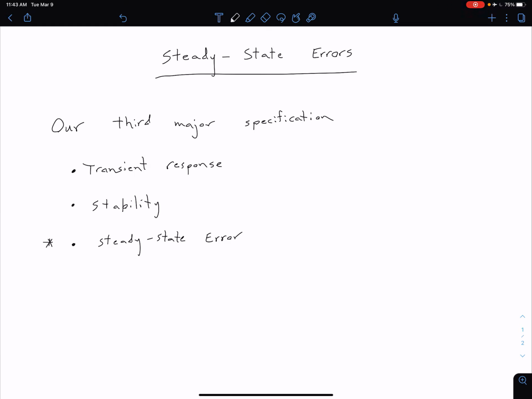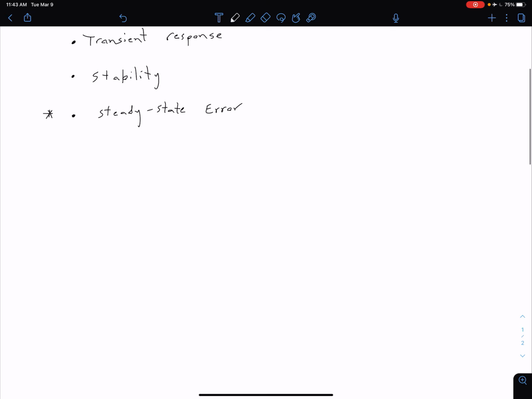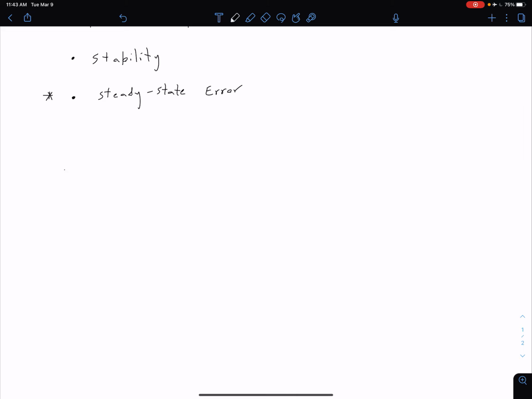going to be what type of error do we have as time is going towards infinity, or as that natural response decays away. So let's start just by defining our steady state error, and then we're going to talk about some common test inputs we're going to look at. So oftentimes I'm going to abbreviate steady state error as just SS error, just so I don't have to write out the steady state each time.